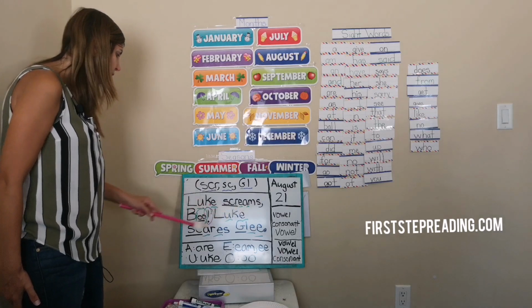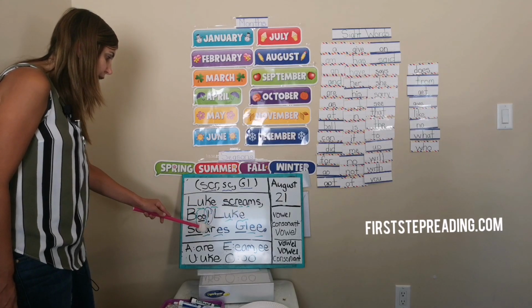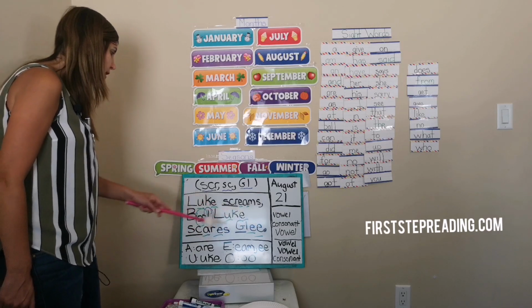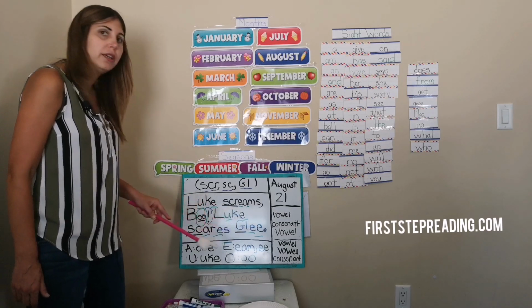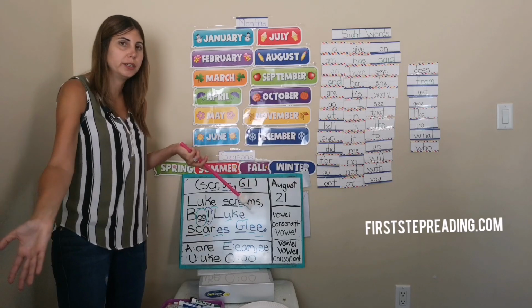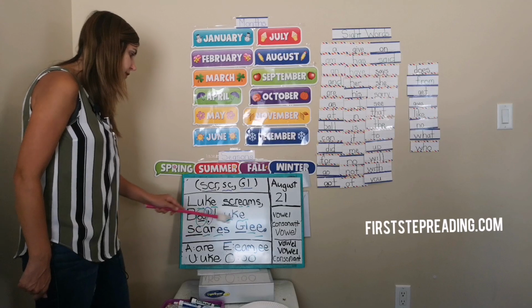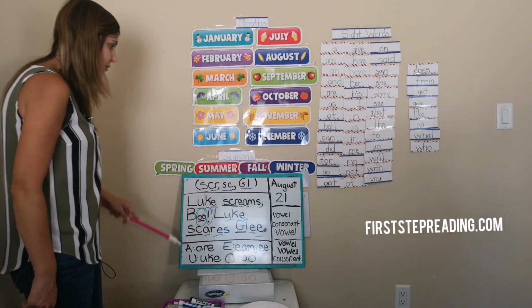L-U-K, Luke. Scares, glee, glee. Luke scares glee. Now I'm going to read the whole thing again so I understand it. Luke screams boo. Luke scares glee. Those are my sentences for today.